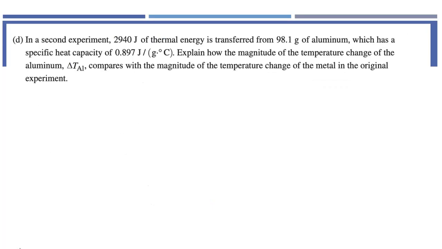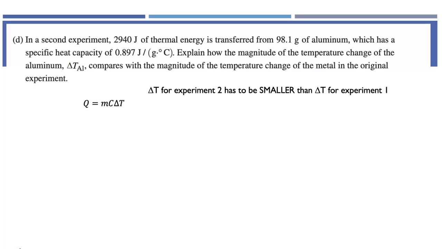Always show your work. In a second experiment, 2,940 joules of thermal energy is transferred from 98.1 grams of aluminum, which has a specific heat capacity of 0.897 joules per gram per degree Celsius. Explain how the magnitude of the temperature change of the aluminum compares with the magnitude of the temperature change of the metal in the original experiment. So let's think through this. Delta T for this new experiment has to be smaller than delta T for the first experiment. Why? We know it's a Q equals mc delta T problem. Q is the same for both experiments.